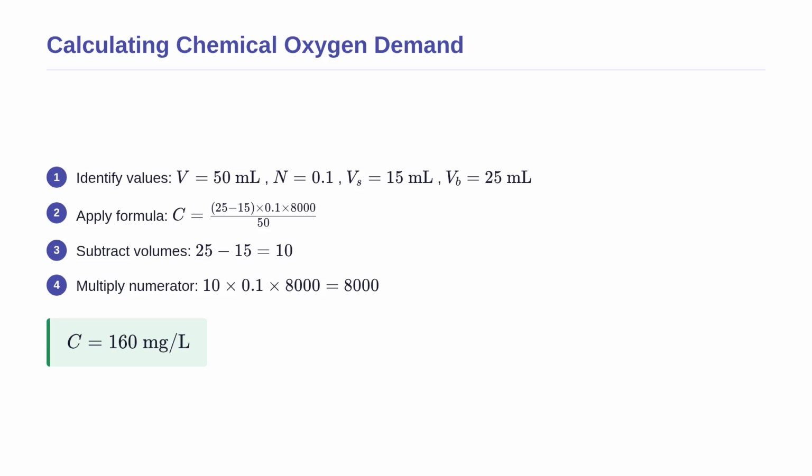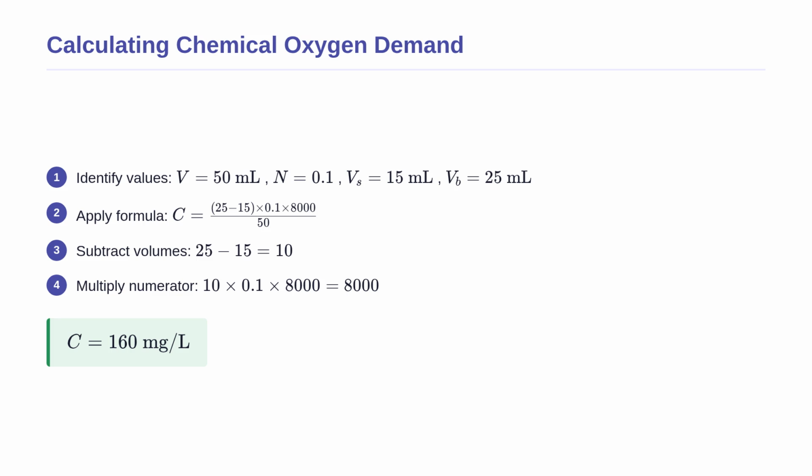Let us apply this formula to a real-world industrial scenario. An environmental chemist is testing wastewater from a textile factory. She takes a 50 milliliter sample. After boiling it with potassium dichromate, she titrates it with a solution that has a normality of 0.1. The polluted sample requires 15 milliliters of titrant, while a blank test with pure water requires 25 milliliters.